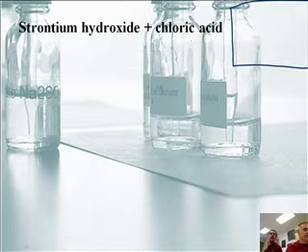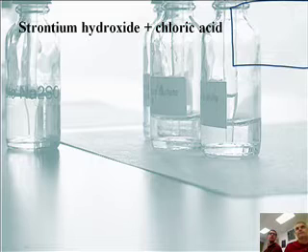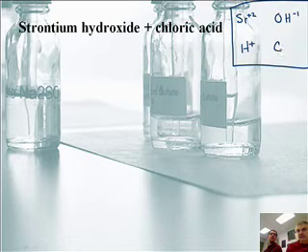All right. Strontium is Sr with a +2 charge, so we have Sr plus 2. Hydroxide is OH negative 1. Chloric acid: if it's an "ic" acid, it came from an "ate." So this will be hydrogen, because all acids start with hydrogen. Hydrogen chlorate. Chlorate is ClO3 with a -1 charge.